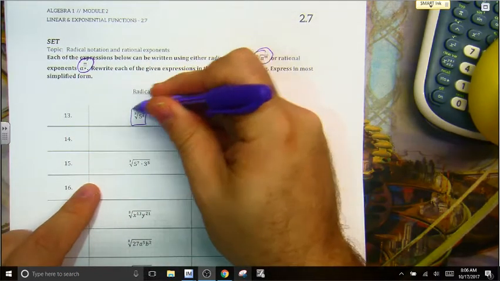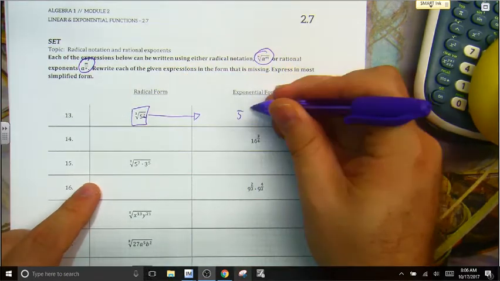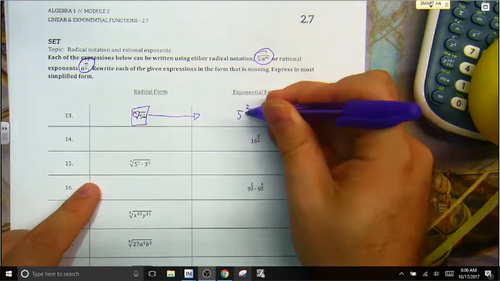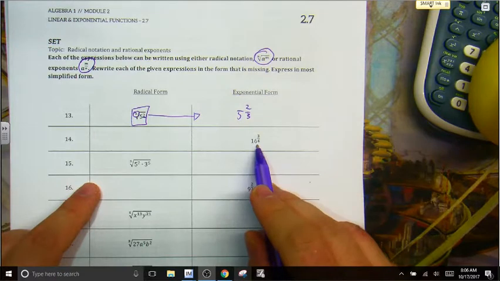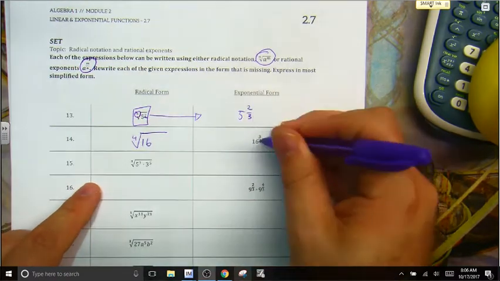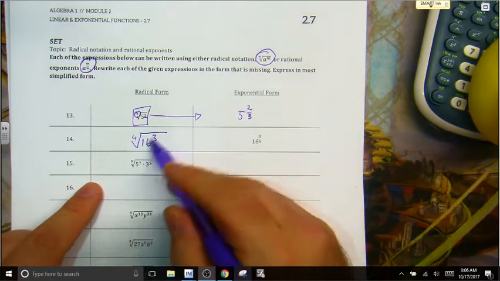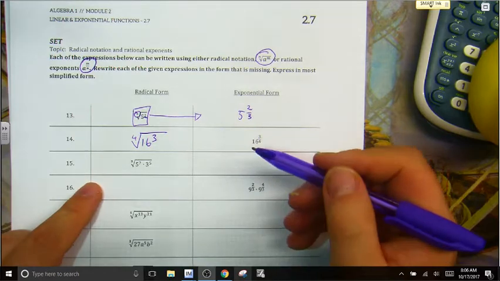So this transformed would be 5. This remains our numerator. The root becomes our denominator. Here, 16, 4 becomes our root. 3 becomes our numerator. Or not our numerator. 3 is our numerator, so it becomes our power.